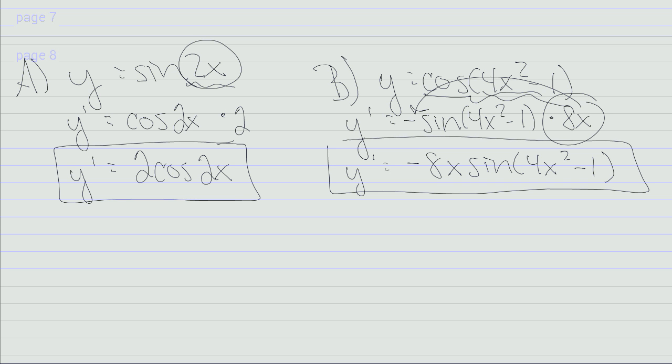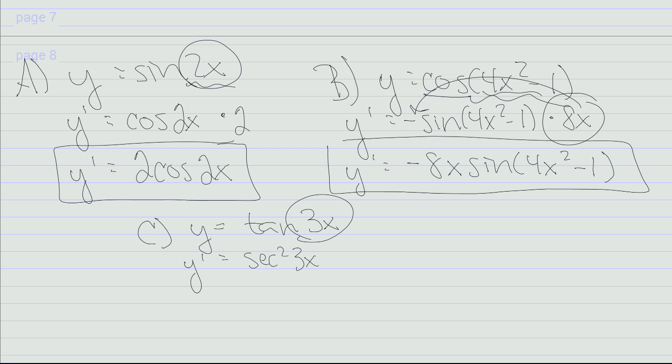And the last problem within this section, we have c, which is y equals tangent of 3x. It's more than just tangent of x, it's tangent of 3x, so 3x is our stuff. The derivative of tangent is secant squared x. So the derivative of tangent of 3x is going to be secant squared 3x. But then we have to tack along the derivative of the stuff, which is 3. So the derivative y prime is equal to 3 secant squared 3x.